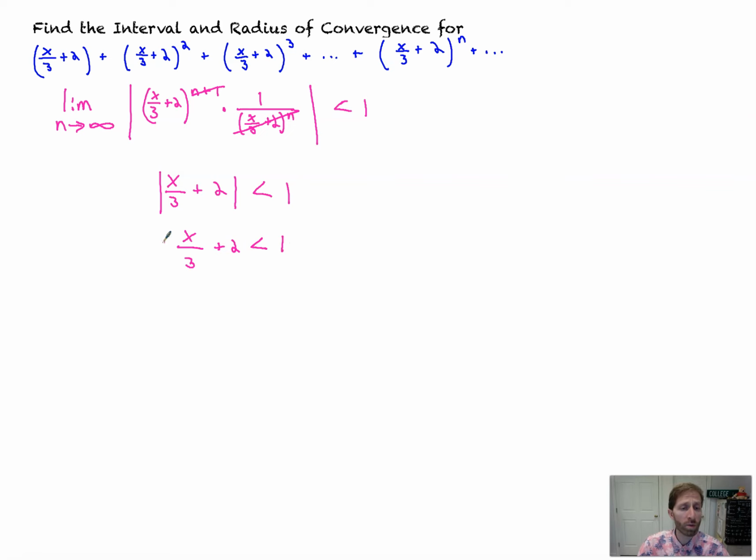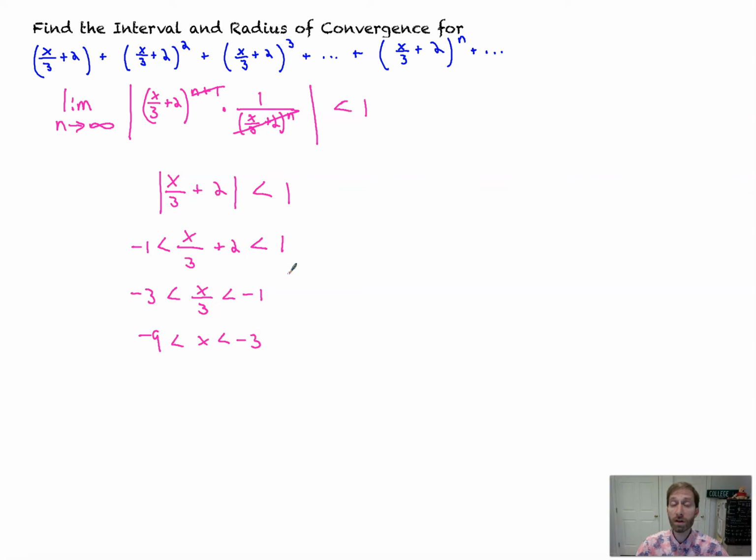So we know we're going to be between 1 and negative 1. And I'll subtract 2 from both sides. It's negative 3 and negative 1. Not so bad. And now I multiply both sides by 3. It's negative 9 is less than x is less than negative 3.